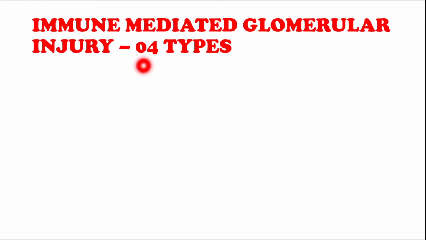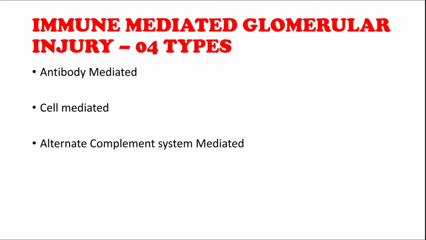Basically there are four types of immune mediated glomerular injury. We can divide the pathogenesis of immune mediated glomerular injury into four varieties. One is antibody mediated glomerular injury, second is cell mediated injury, third is alternate complement pathway mediated injury, and fourth is secondary pathogenetic mechanisms. So let's understand each mechanism in detail one by one.